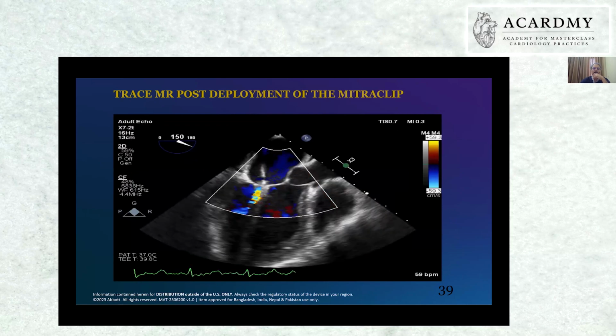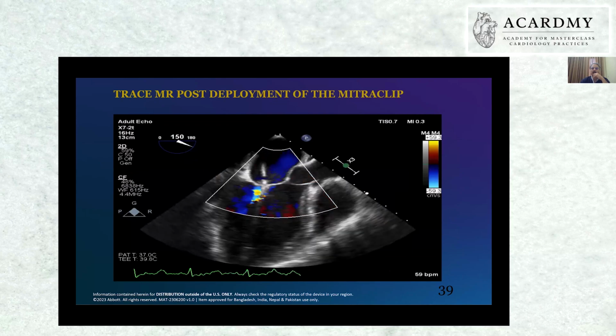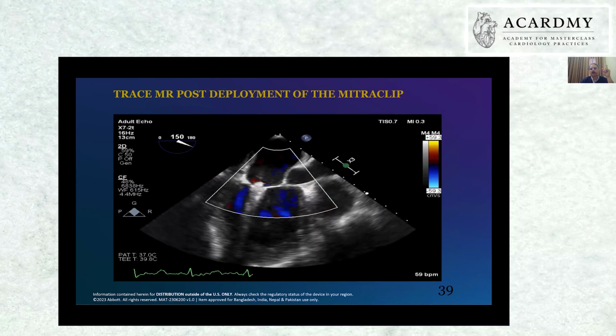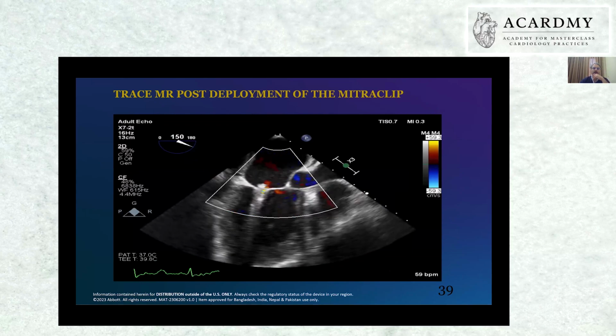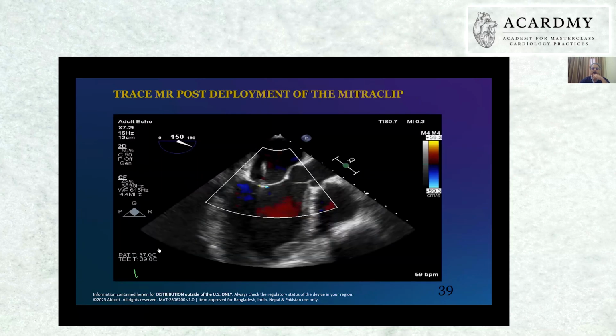view. This is almost an LVOT view. Grasping should be done in an LVOT view, and then we get the grippers down and close the clip. Now look, there was a significant MR to start with, and after we have closed, the MR has totally disappeared. So this is how we plan a MitraClip case.